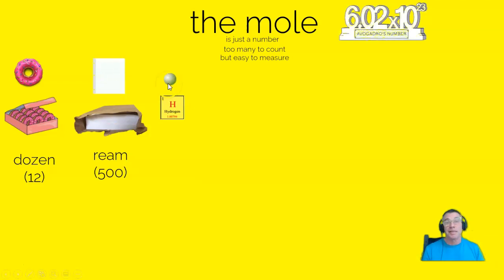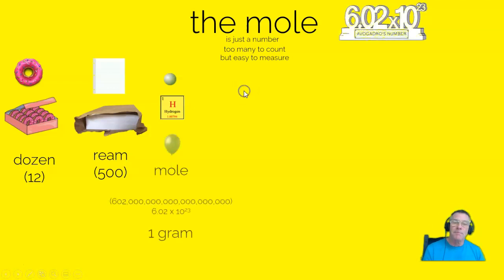Now let's go down to the atomic level, a hydrogen atom. We can't even see these. It's unlikely we're going to count them, but we can measure them usually by mass. And if you wanted a mole's worth, and that's what we tend to use, you just weigh out a gram. That would be 6 times 10 to the 23rd hydrogen atoms. By the way, note that hydrogen tends to have 1 proton and no neutrons. That's where the 1 gram comes from.